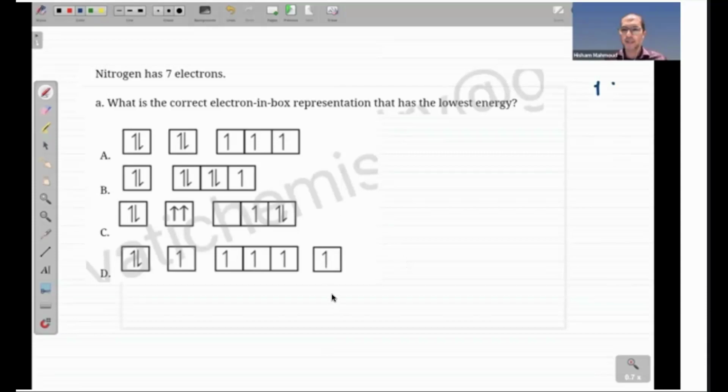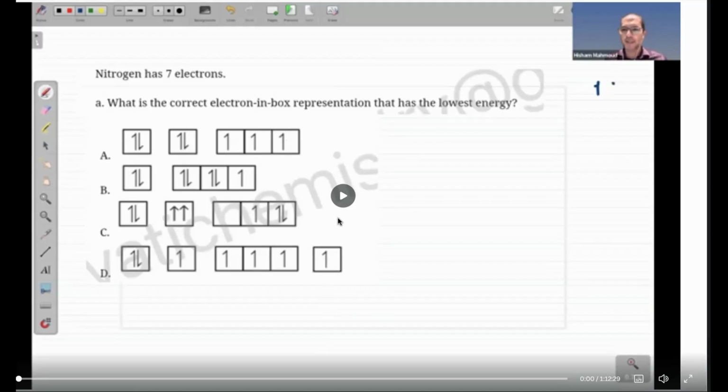So this is a very important video about how we can make the electronic configuration. Let's see. In order to start, we have nitrogen, which has 7 electrons. What is the correct electron in box representation that has the lowest energy?